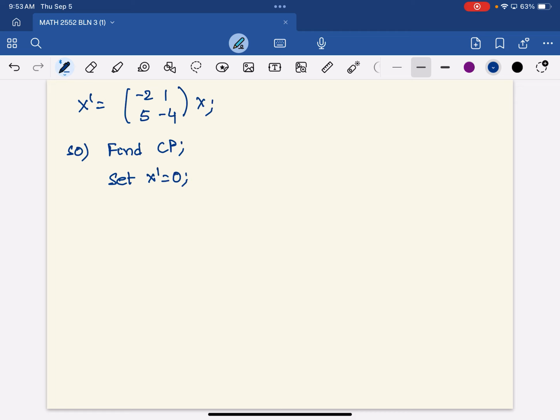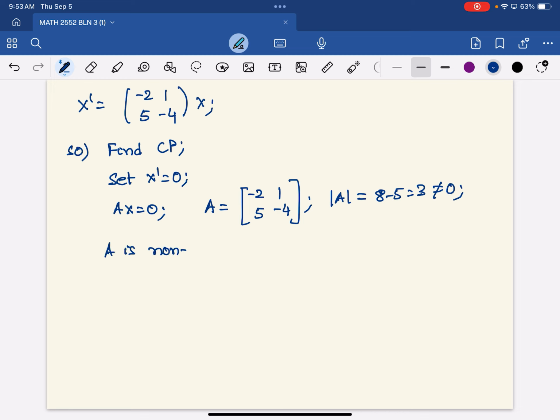When you set x prime equals 0, you get Ax equals 0, where A is negative 2, 1, 5, and negative 4. You can see that the determinant of A is 8 minus 5, which equals 3, not equal to 0. So A is a non-singular matrix. Not really a surprise. So A inverse exists, and you can multiply both sides by A inverse. Then x equals 0 is the critical point. Do you agree with me on that?